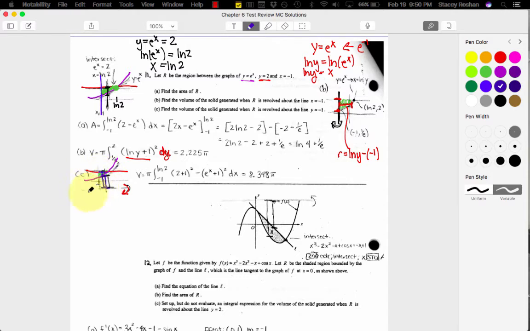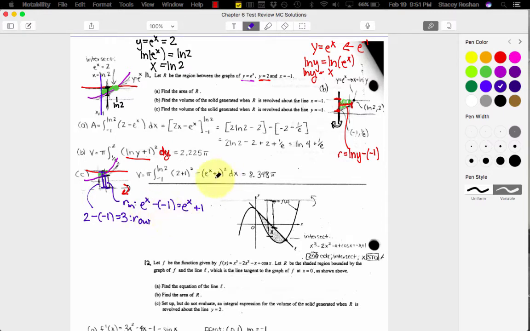So the tall one is just the red line, which was 2 minus a -1, which is just 3. That was my radius outer. My radius inner is going to be the purple, which was e to the x. So e to the x minus a -1, which is e to the x plus 1. And so that's how I get my pi radius outer squared minus pi radius inner squared, which is that right there. So that's how I do that.